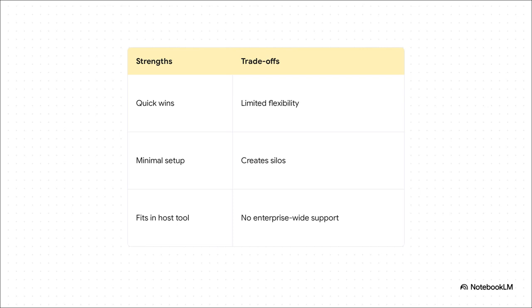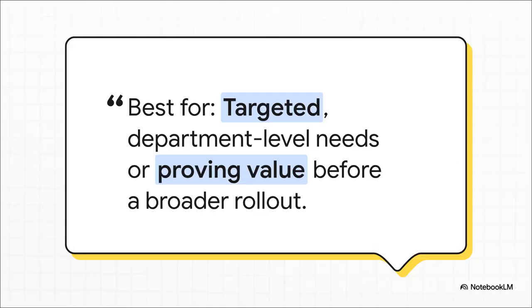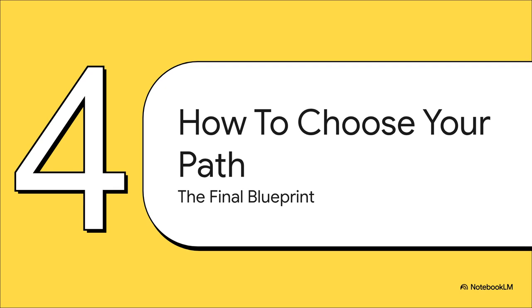But the trade-offs are pretty significant if you're thinking long-term. You get very little flexibility, and you risk creating these information silos. A help desk bot in your support department can't easily talk to the sales bot in another, and that makes it impossible to build a truly connected, enterprise-wide AI workforce. So this path shines when you have a very targeted need inside a single department. It's also a fantastic way to prove the value of AI on a small scale before you commit to a much bigger, more strategic plan. You see this all the time with tools that are built into platforms like Salesforce or with specialized solutions like Sierra.